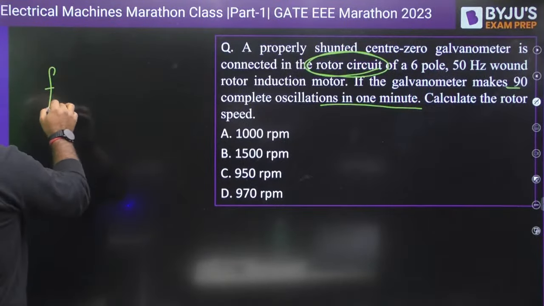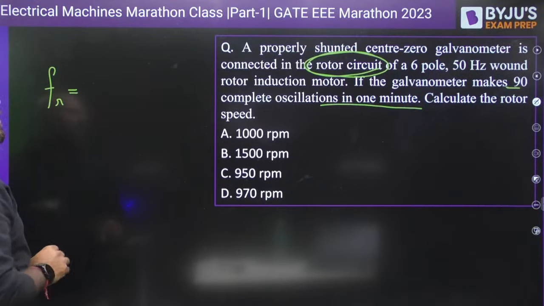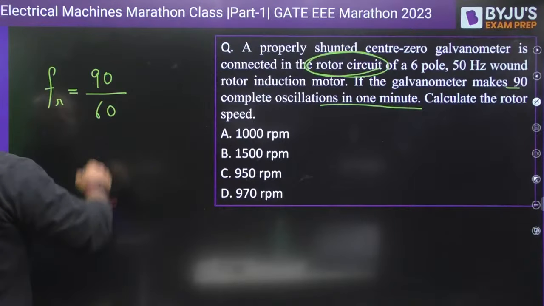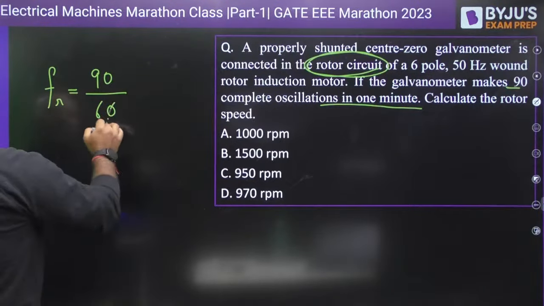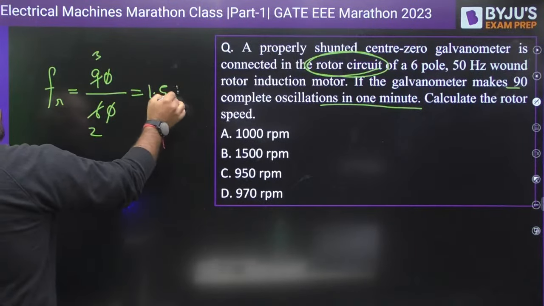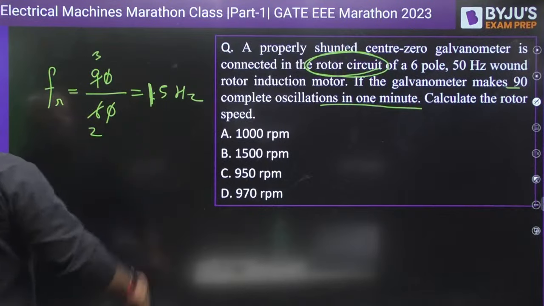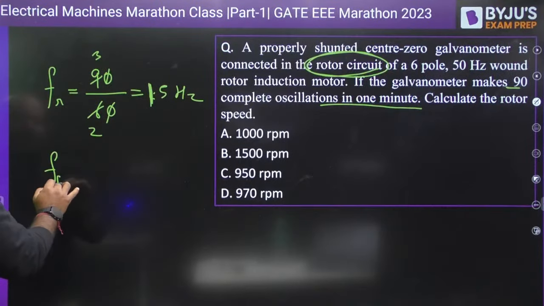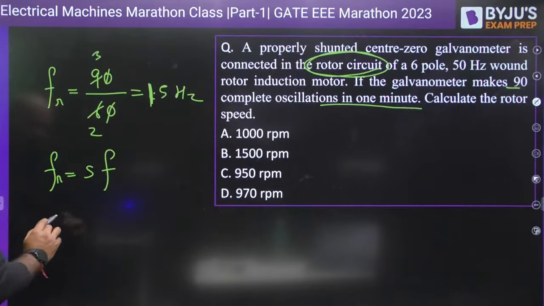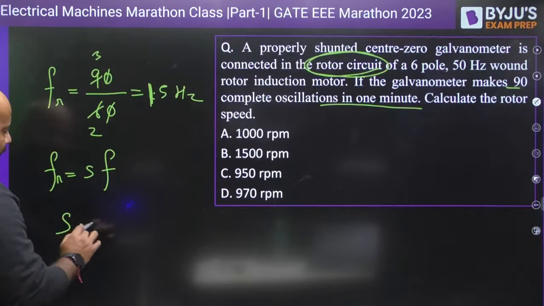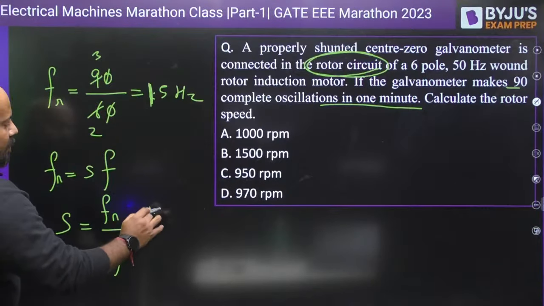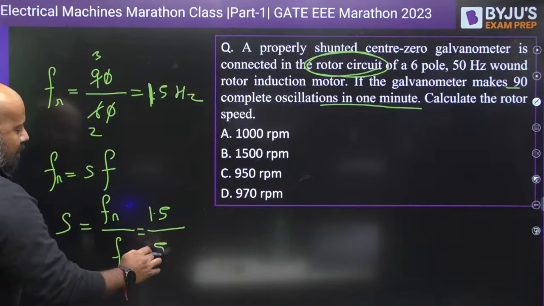So rotor frequency is going to be how much? 90 oscillations in 1 minute, that is 60 seconds. So 0, 0 cancel, 3 2 6, 3 3 9, this is 1.5 Hertz. But you know that rotor frequency is slip frequency, slip times the supply frequency. So you can write the slip as Fr upon F. Fr is 1.5, F is 50.